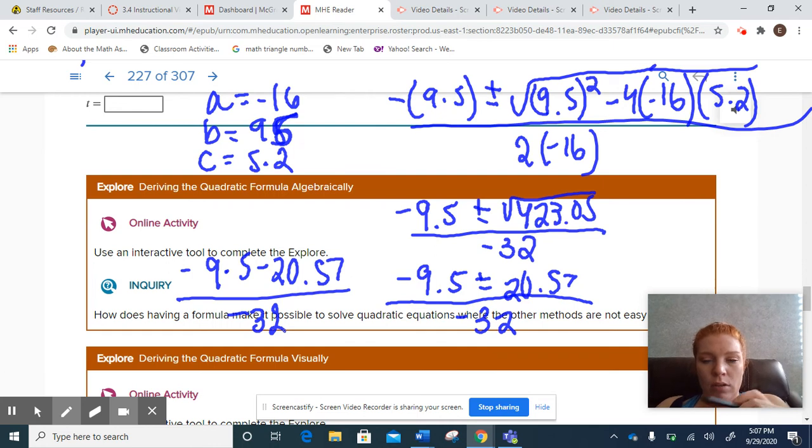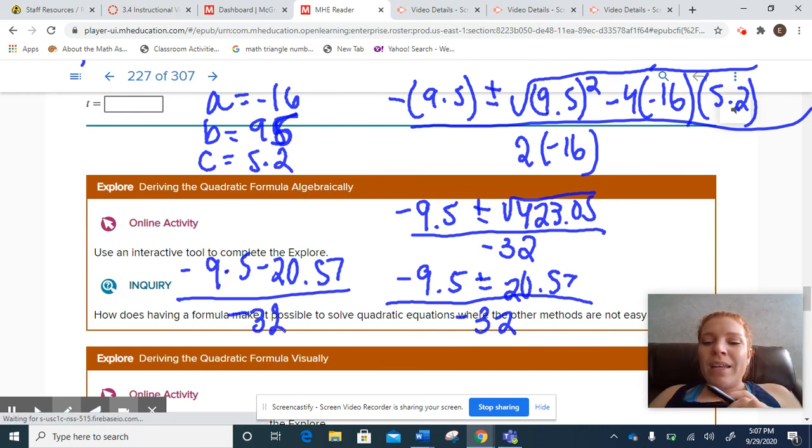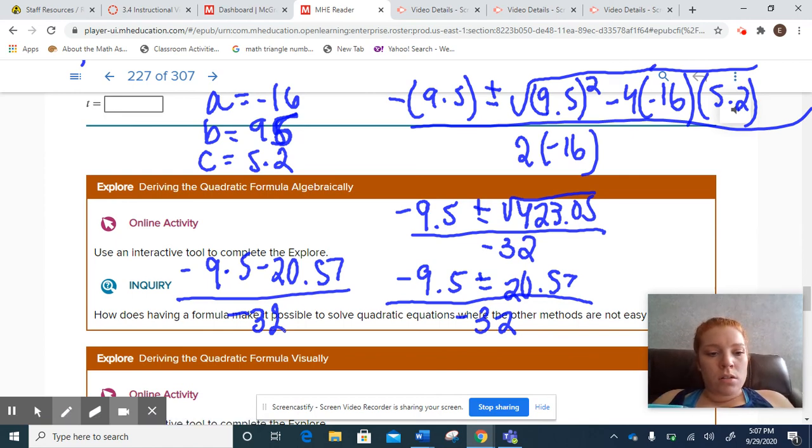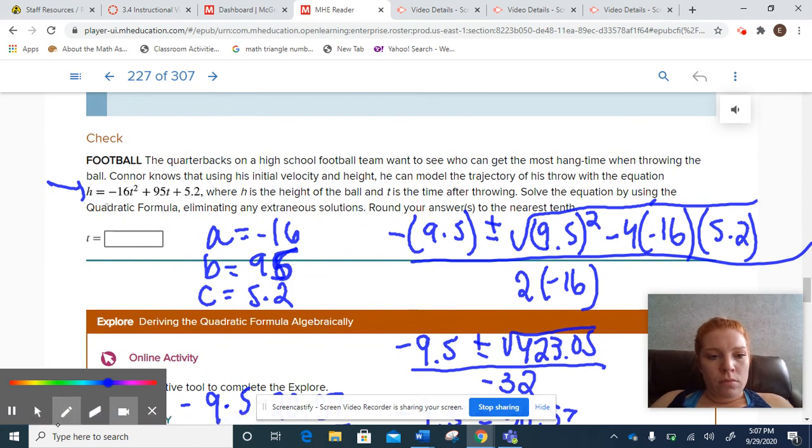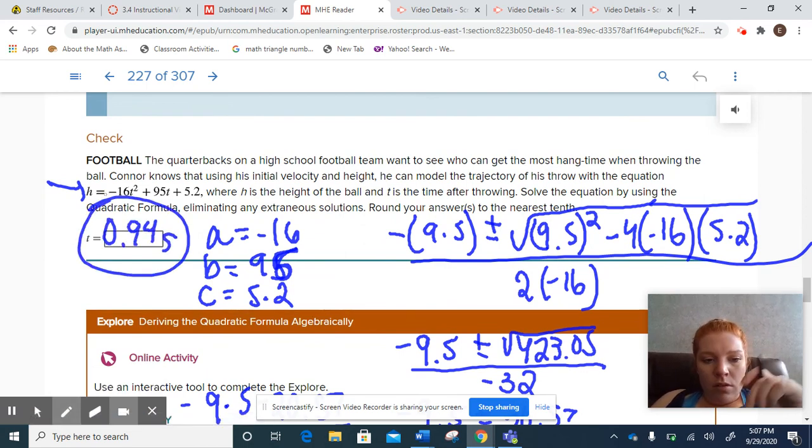And I'm going to go ahead and calculate it. So negative 9.5 minus 20.57 divided by negative 32. I got 0.94. 0.94 seconds. And there we go.